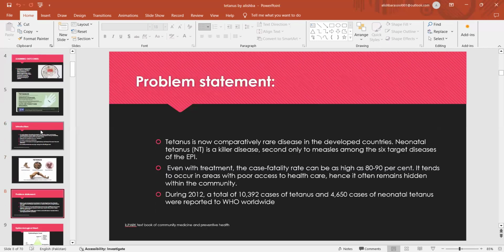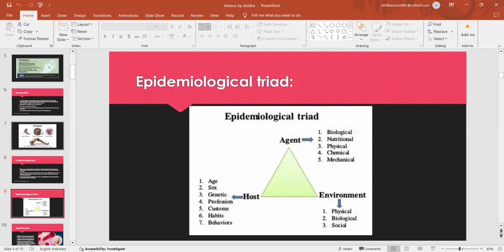Problem statement: tetanus is now comparatively a rare disease in the developed countries. Neonatal tetanus is a killer disease second only to measles among the six target diseases of the EPI. Even with treatment, the case fatality rate can be as high as 80 to 90%. It tends to occur in areas with poor access to healthcare, hence it often remains hidden within the community. During 2012, a total of 10,392 cases of tetanus and 4,650 cases of neonatal tetanus were reported to WHO worldwide.